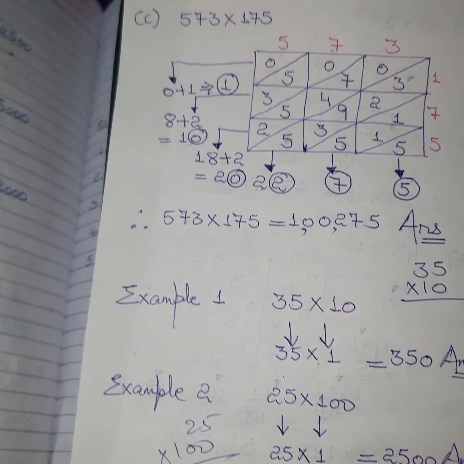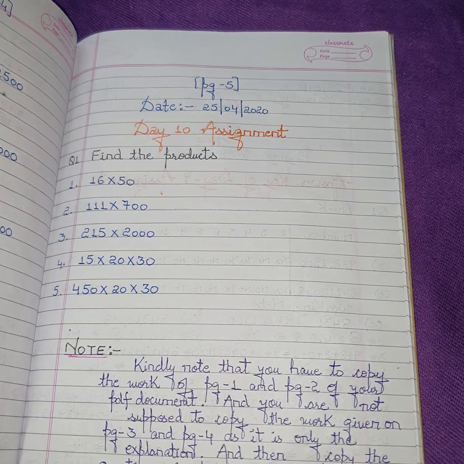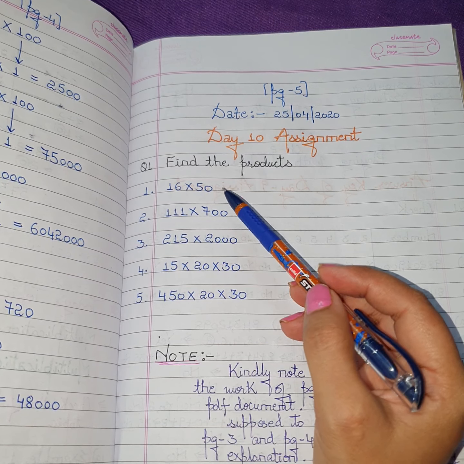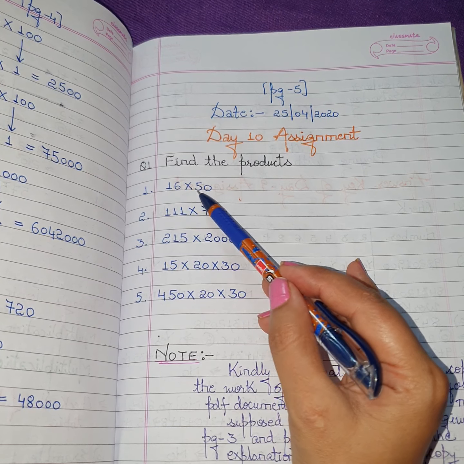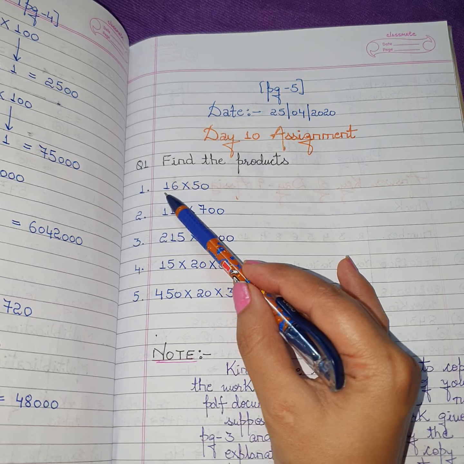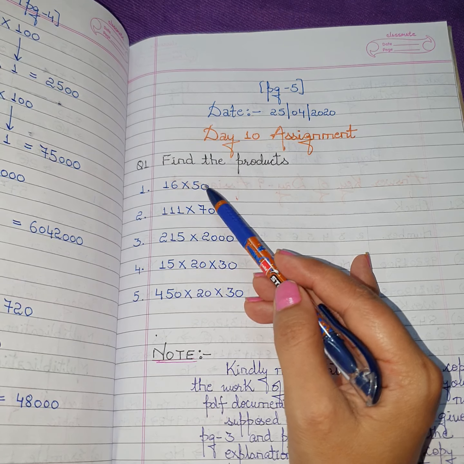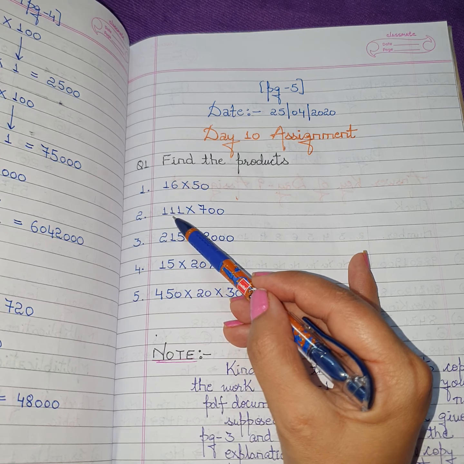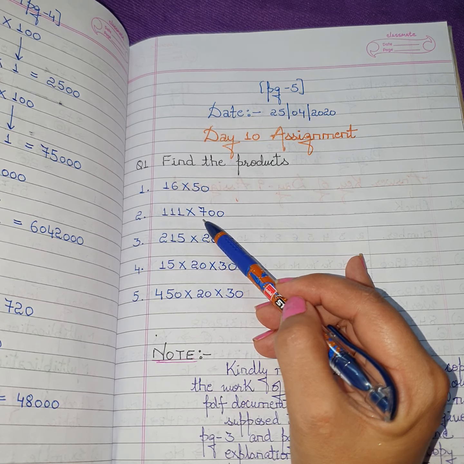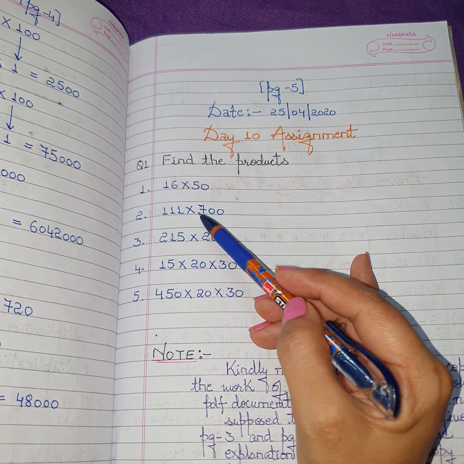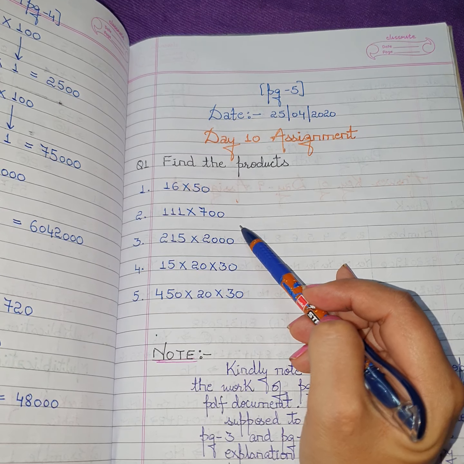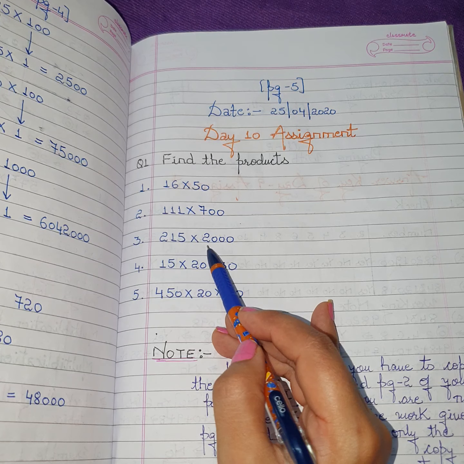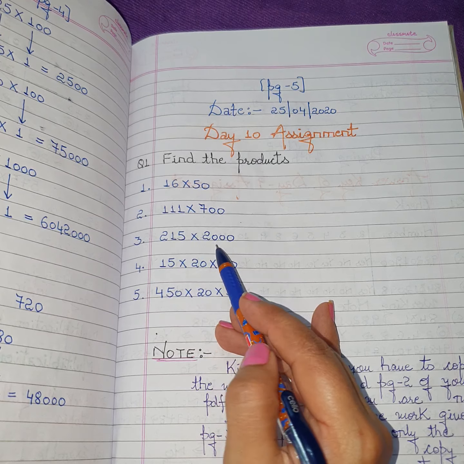Just go through the PDF to understand it, and then after this I have given you one assignment to be solved. In this assignment I have given you to multiply 16 into 50. So you will firstly multiply 16 by 5 and whatever result you get, after that you put 1 zero. In second part you have to multiply 111 by 7 and then after multiplying these two numbers put 2 zeros at the last.